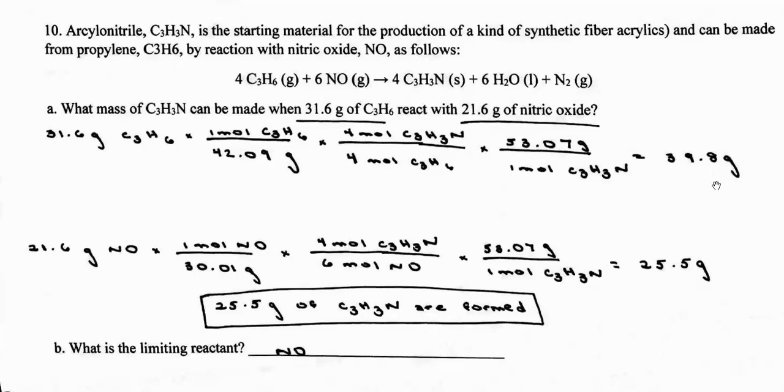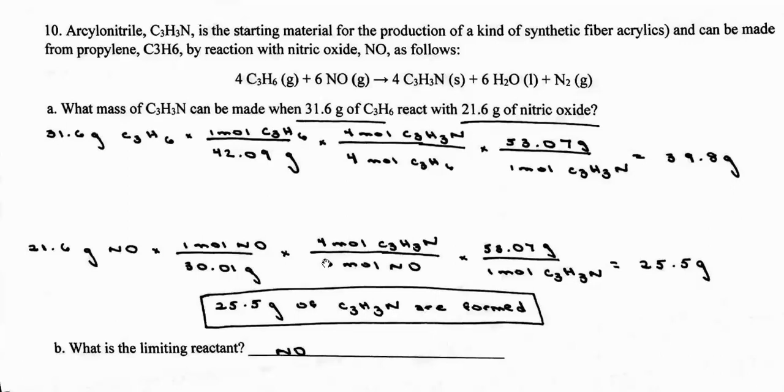Now I need to do the exact same thing, but now using the 21.6 grams of nitric oxide. So I put 21.6 grams of nitric oxide right here. I've got to go first into moles of nitric oxide, so I put grams on bottom, moles up top. This 30 is the molar mass of NO. I'm now in moles of NO, so I put moles of NO on bottom and moles of C3H3N up top. Remember, that's what I'm trying to get into for this problem.